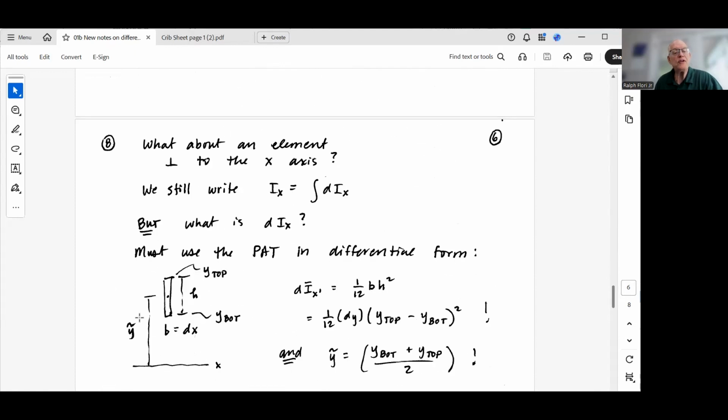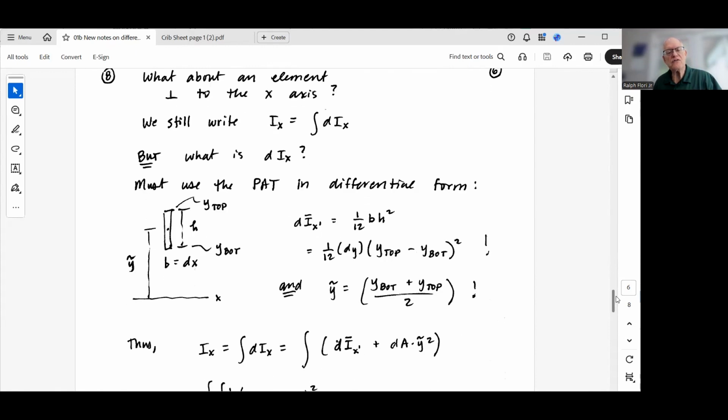But what if I choose an element that's perpendicular to the x-axis? What does that look like? I'm still going to write Ix equals the sum, or the integral, of the dIx's. But the dIx's are the moments of inertia of this dA about the x-axis. So I actually have to use the parallel axis theorem to move the I bar to the x-axis. And the I bar term is 1/12 b h cubed.